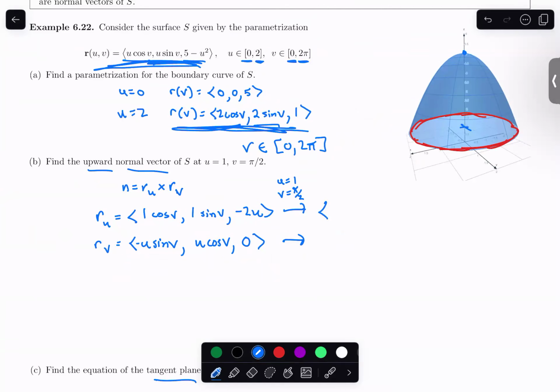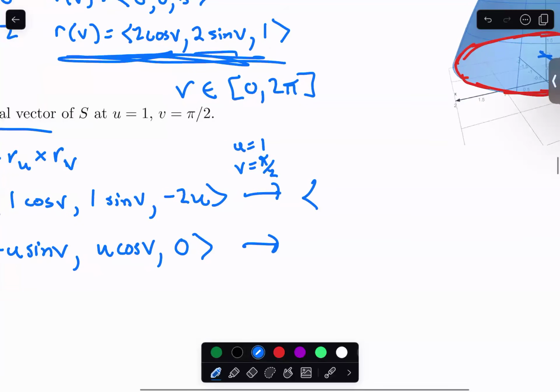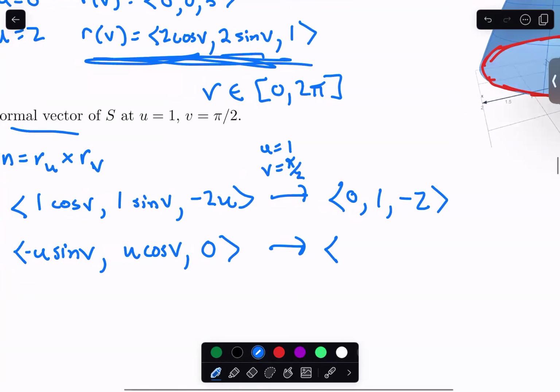So everywhere I see a u, I'm going to plug in 1. Everywhere I see a v, I'm going to plug in pi over 2. So cosine of pi over 2 is going to be 0. Sine of pi over 2 is going to be 1. And negative 2 times my u value of 1 is going to be negative 2. Next up, we're going to have negative 1, 0, 0.